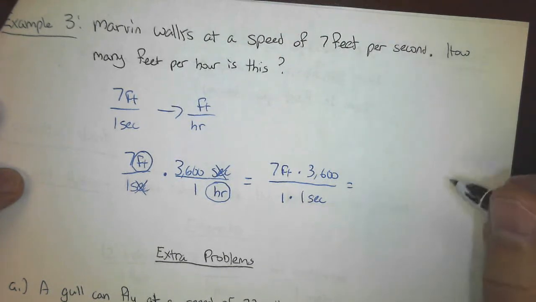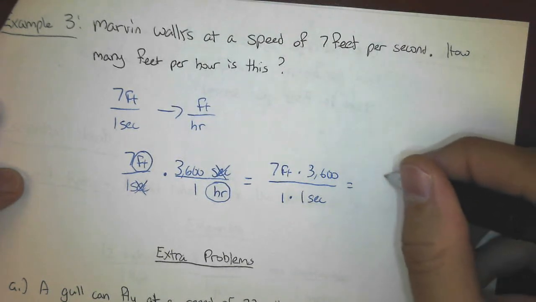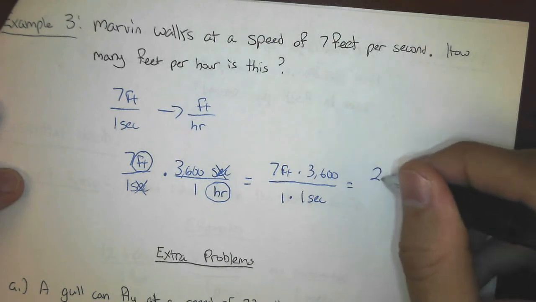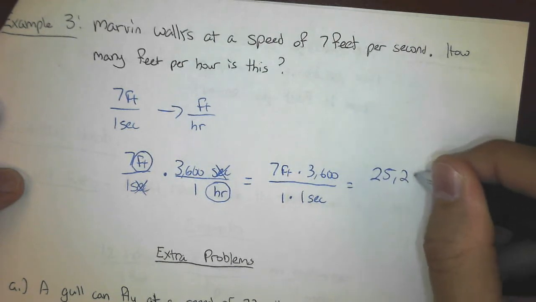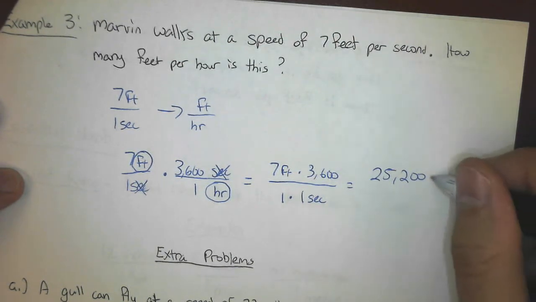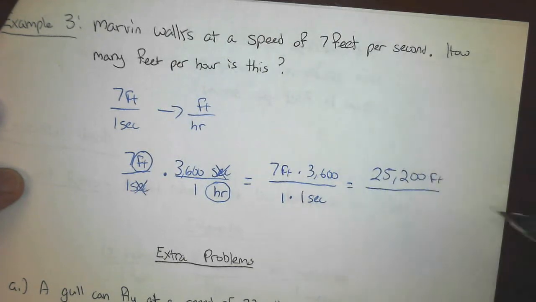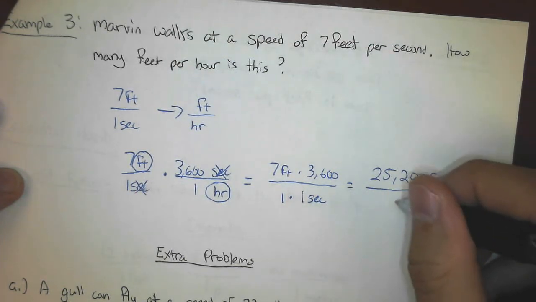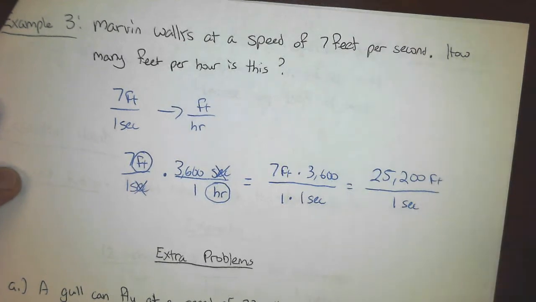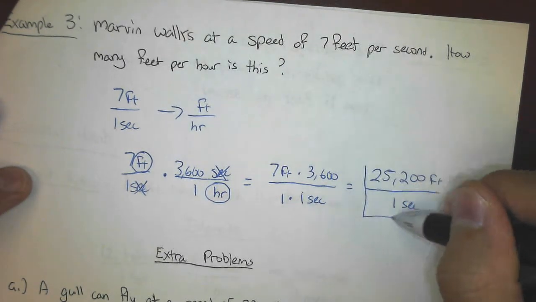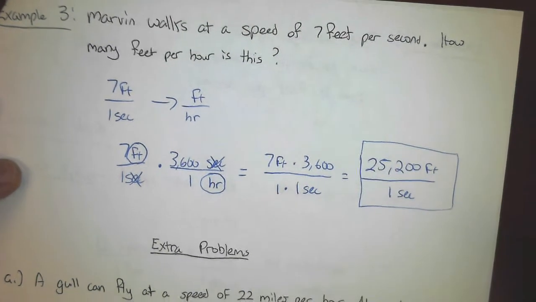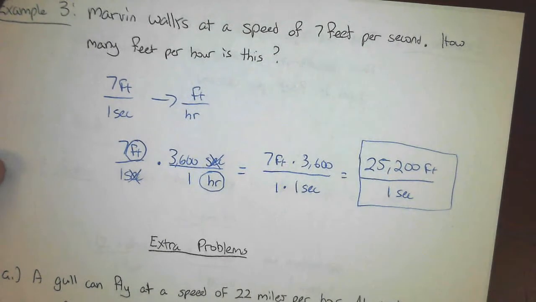So 7 times 3,600 should give you 25,200 feet. And that's all over 1 times 1 second, which will give you 1 second. Your denominator is down to 1. So that gives you 25,200 feet per second.